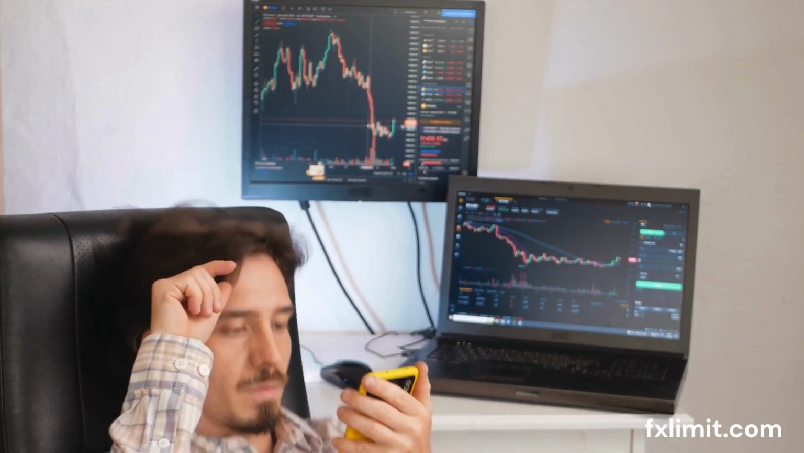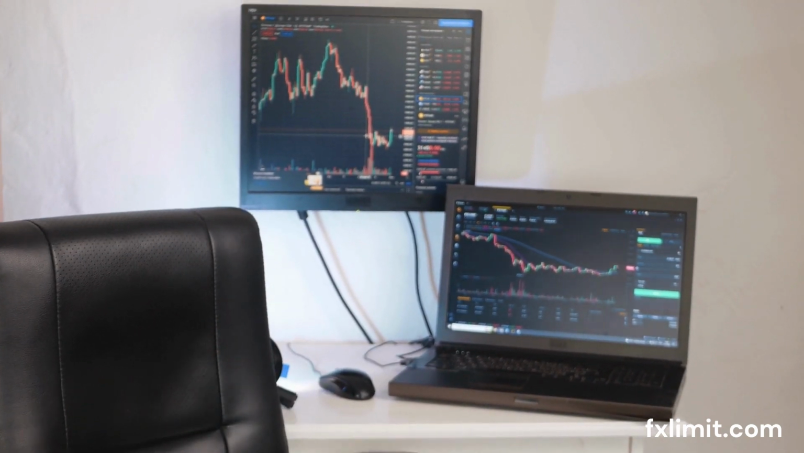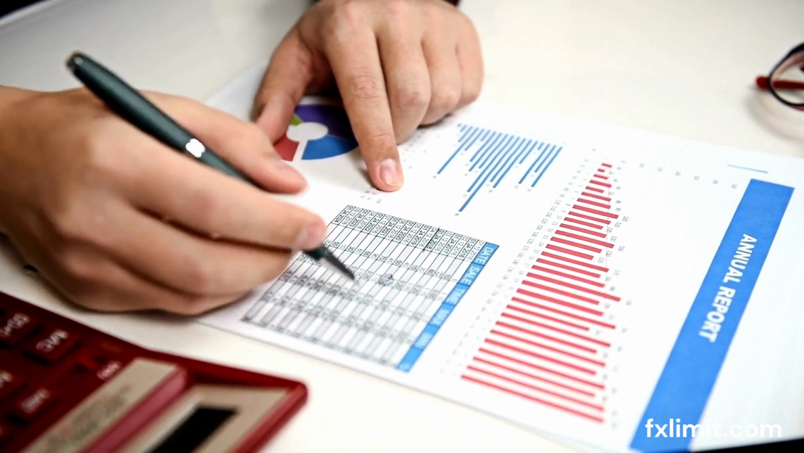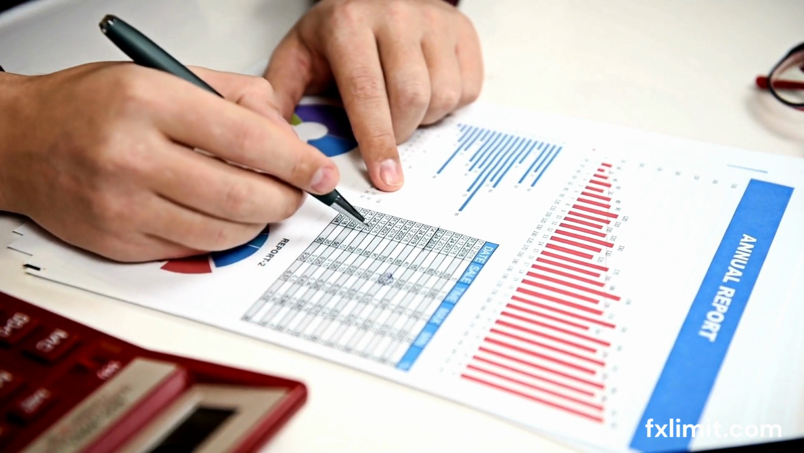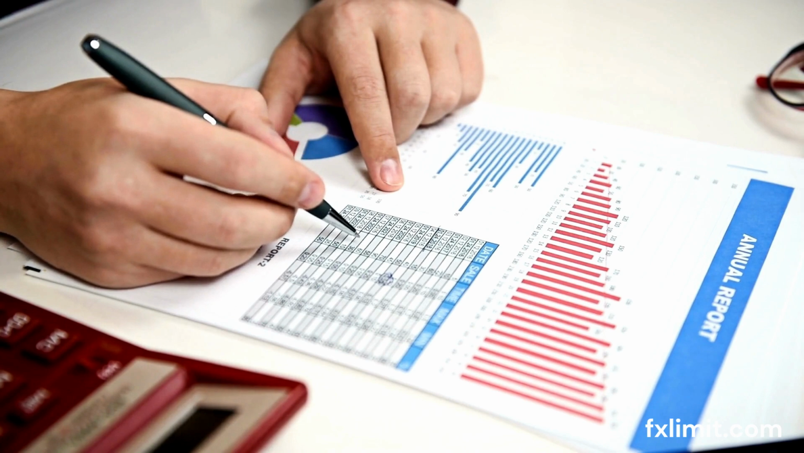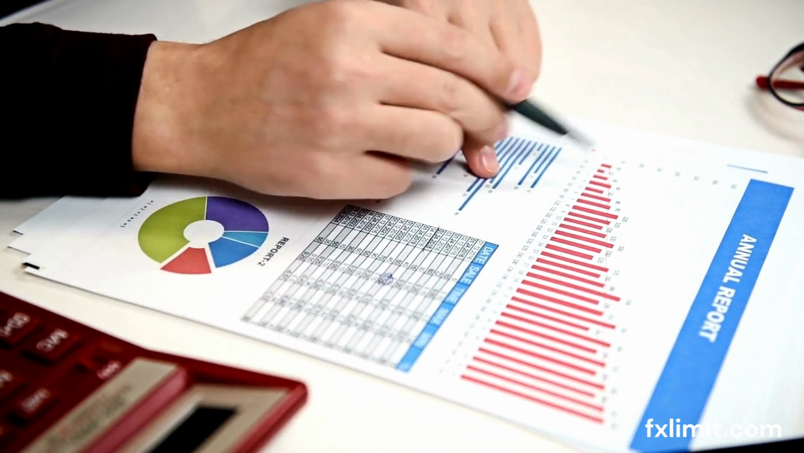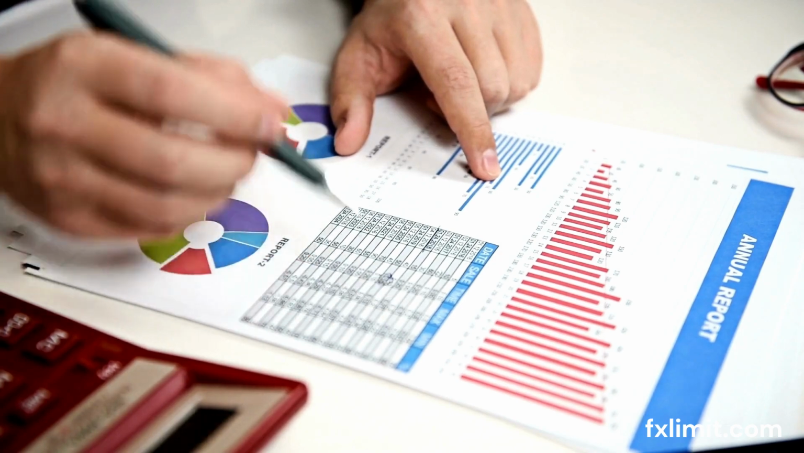The MACD is great for identifying trend reversals. For instance, when the MACD line crosses above the signal line, it's considered bullish, and when it crosses below, it's bearish. The histogram also adds value here. When it's positive, the MACD line is above the signal line, and when it's negative, the MACD line is below the signal line. So, how can you use the MACD in your trading strategy?